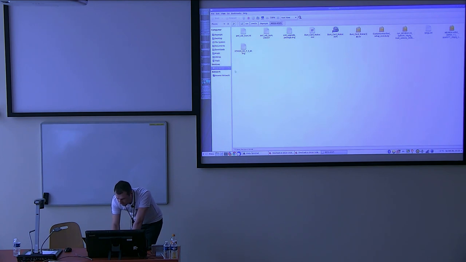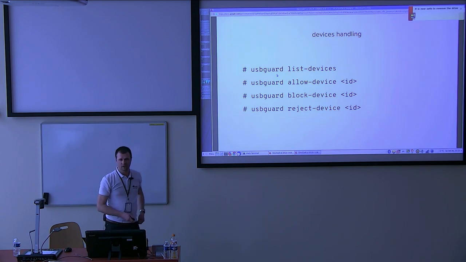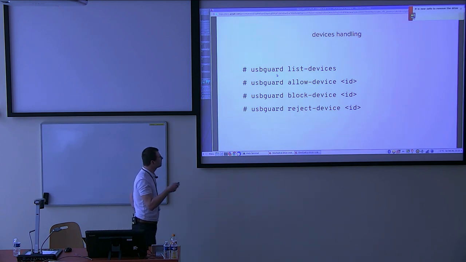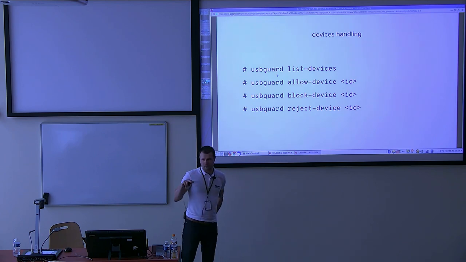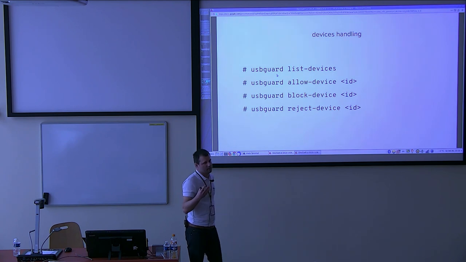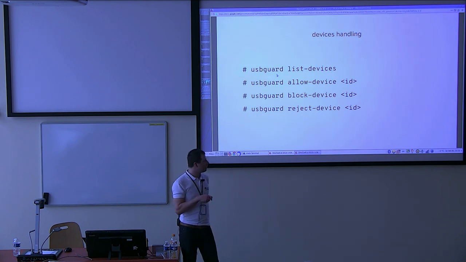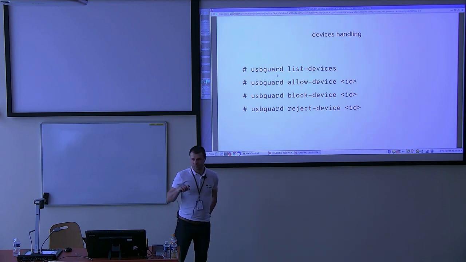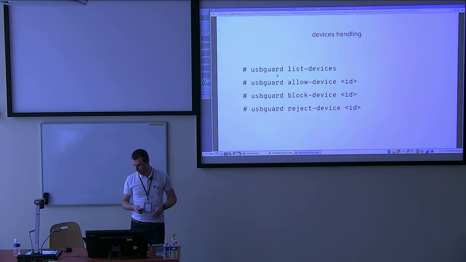The same I can do with block device or reject device. The difference between block and reject is that if you block the device, it's set in the kernel as disabled, but you can enable it again. If you reject it, the kernel drops completely the reference to the device, and you need to reinsert it to allow it again.